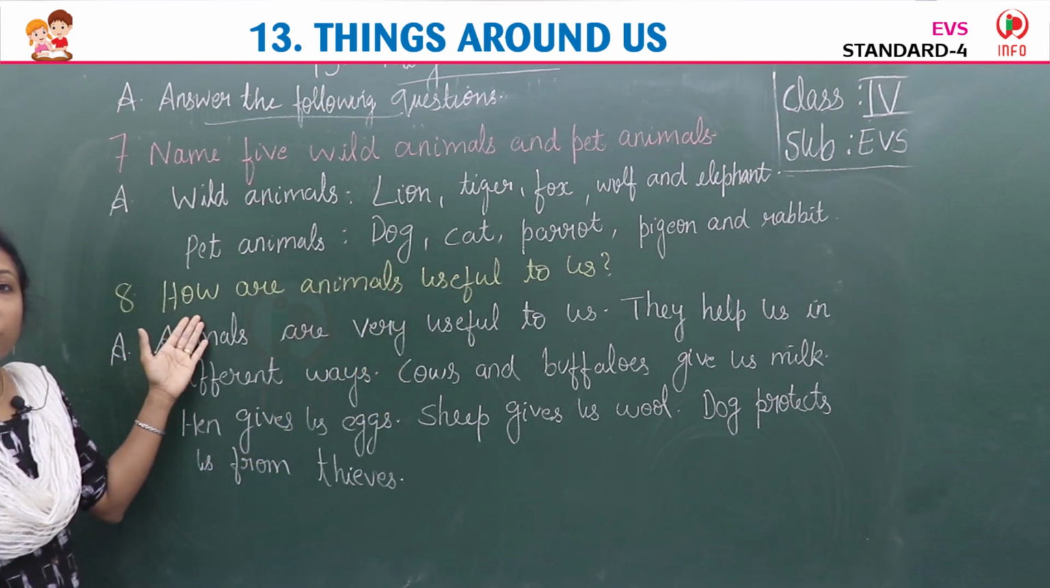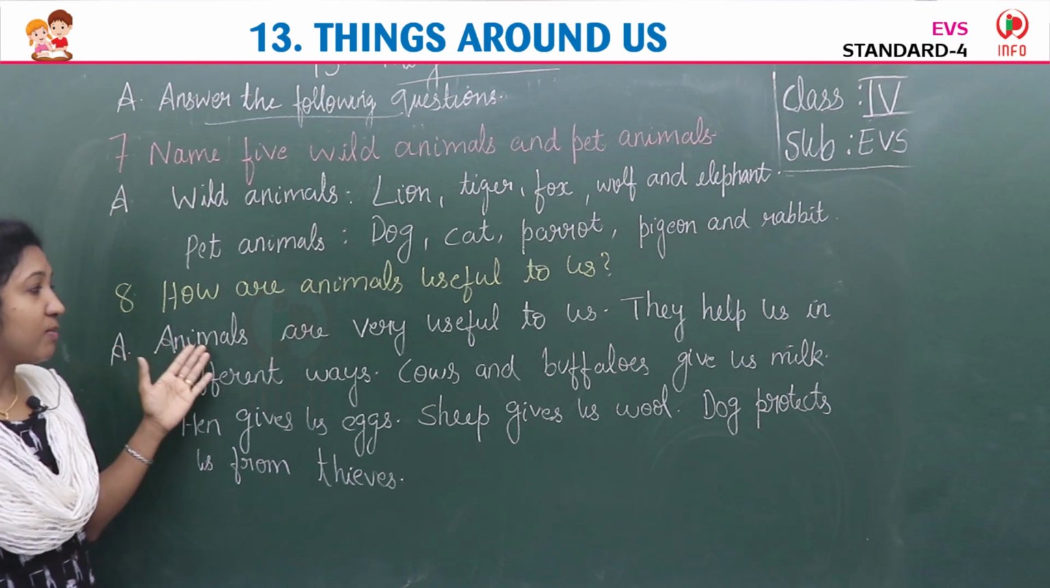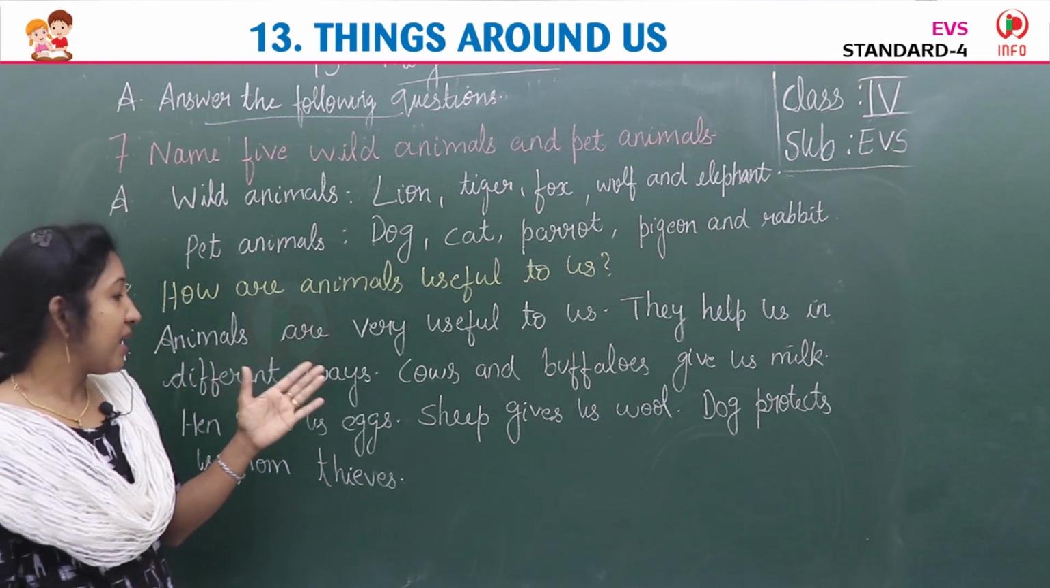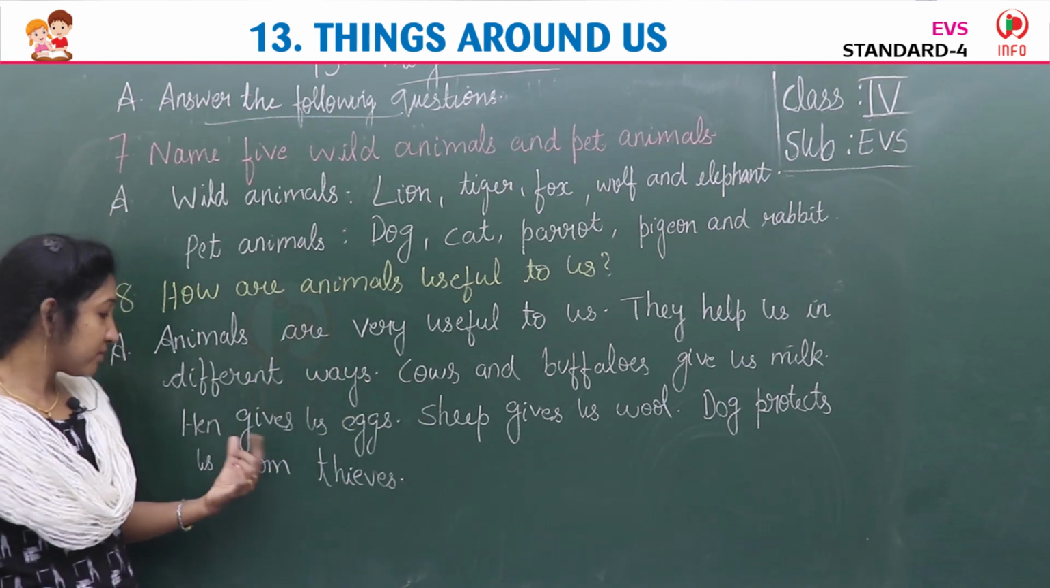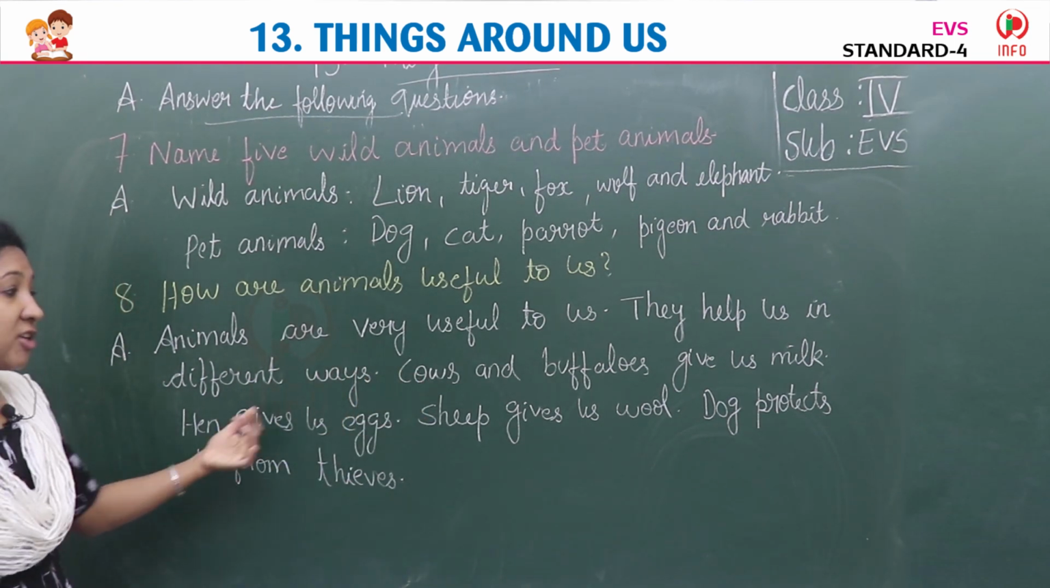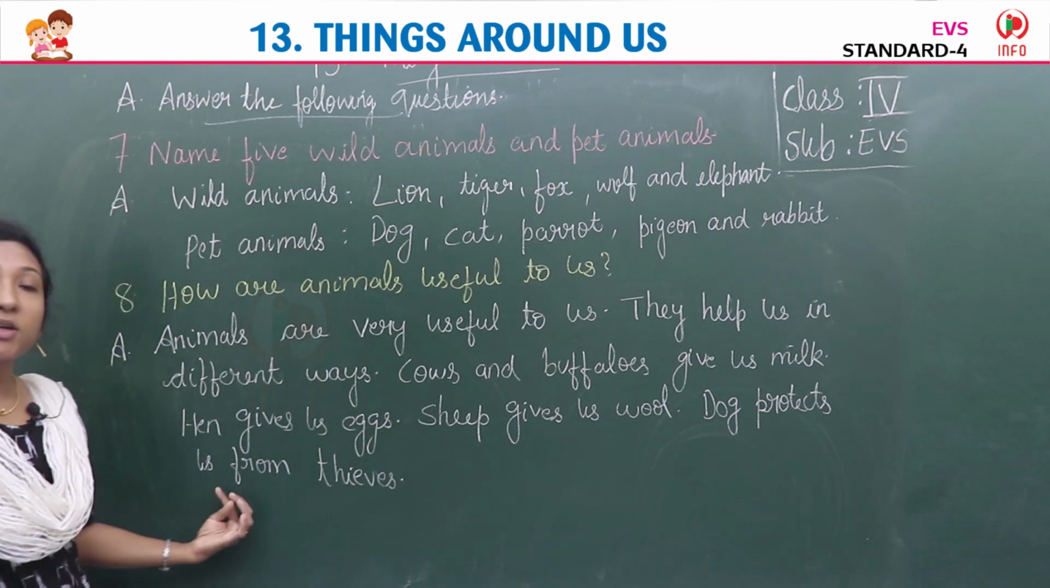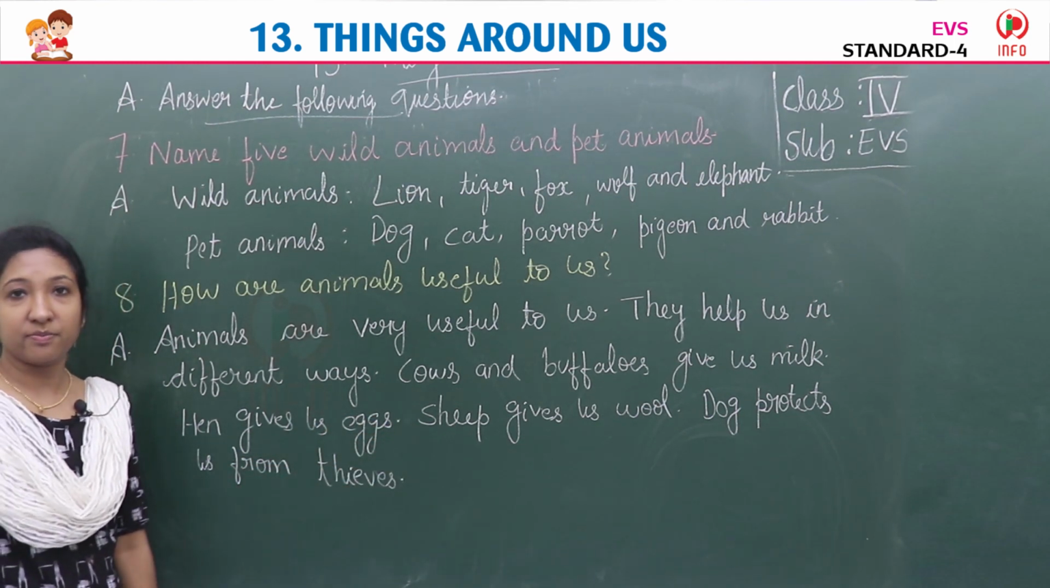How are animals useful to us? 8th question. Answer. Animals are very useful to us. They help us in different ways. Cows and buffaloes give us milk. Hen gives us eggs. Sheep gives us wool. Dog protects us from thieves.